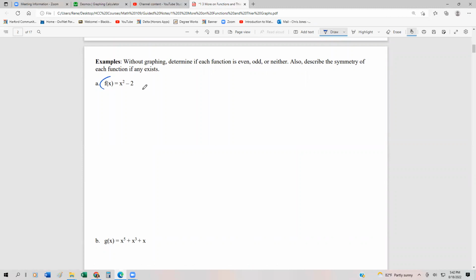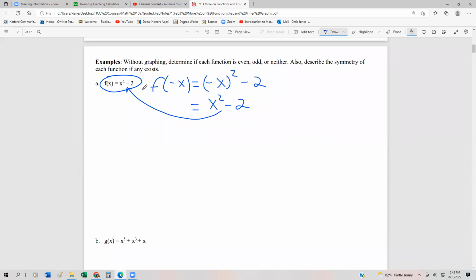So the first one we have is f of x equals x squared minus 2. The test for symmetry of a function is to plug in negative x. And so that means we're going to get (negative x) squared minus 2. And we know that anytime we square a negative number, it's going to get rid of that negative. Right? Now, I want you to notice that when we simplify it, it is exactly the same. Okay? So what that means is that we have an even function. And also what it means is that it's going to be symmetric about the y-axis.